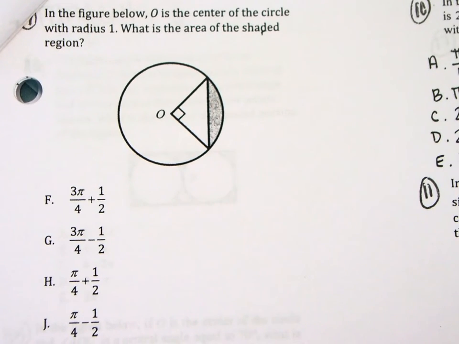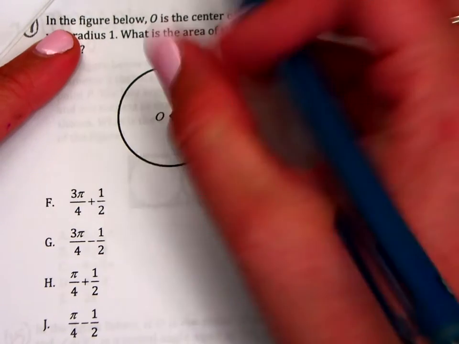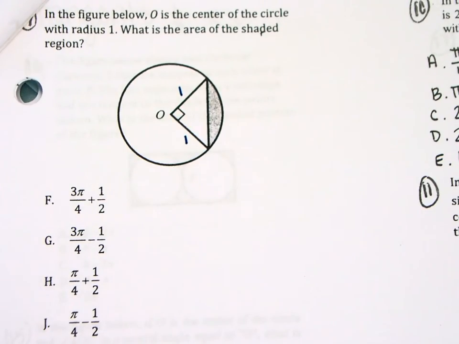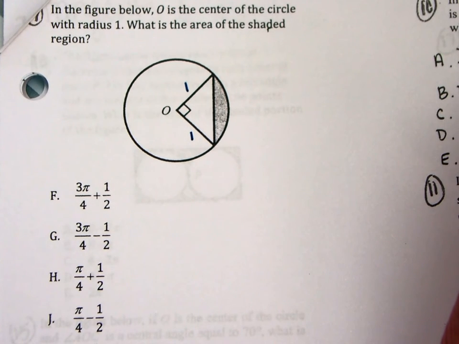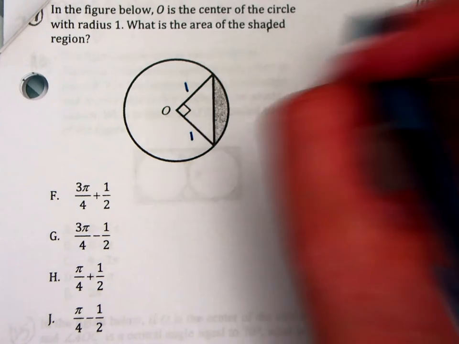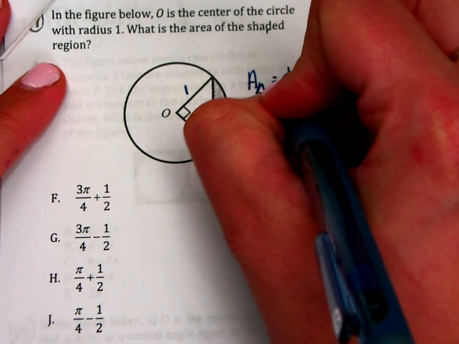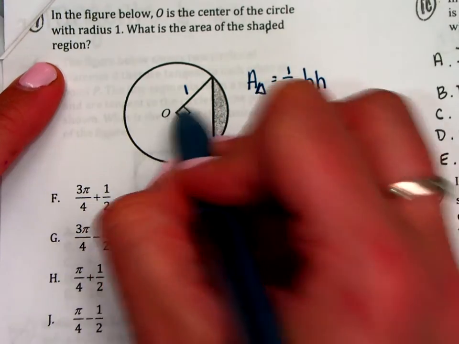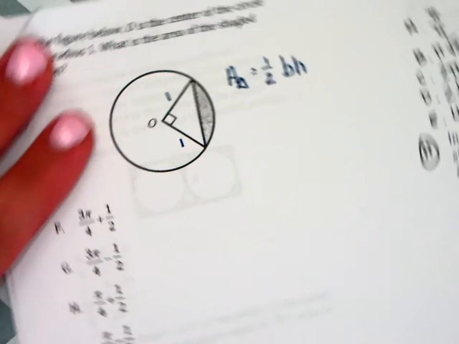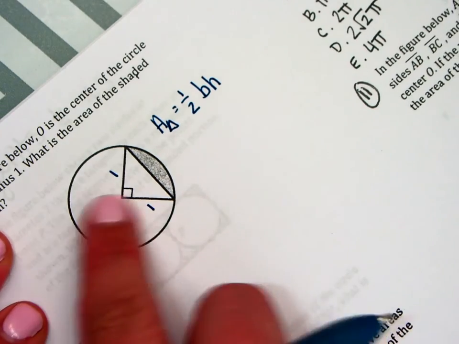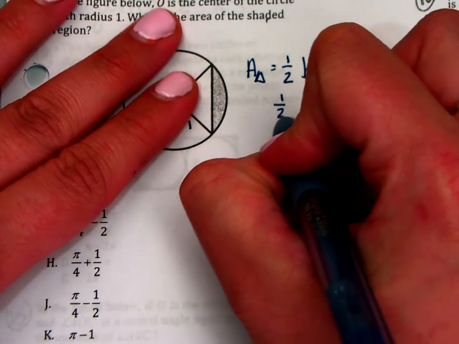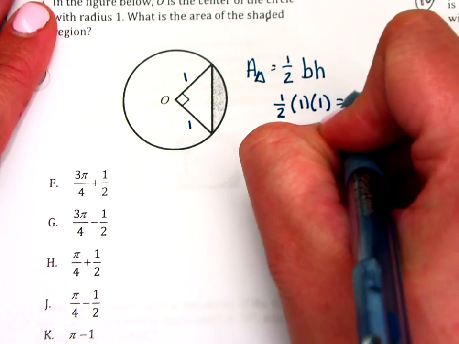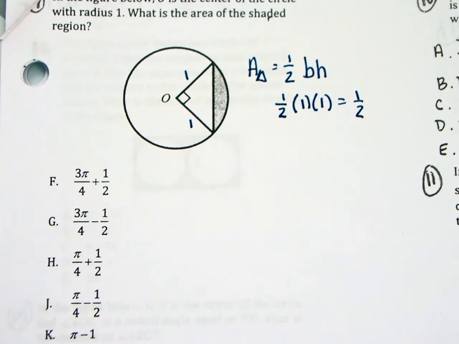All right, in the figure below, the radius is 1. So here's the center. That means this and this are 1. What is the area of the shaded region? So the first thing I'm going to go ahead and do is find the area of my triangle. So to find the area of my triangle, I'm going to do 1/2 base times height. In the triangle, it's hard to tell because it's tilted, but if you turn your paper, this one is clearly the base and this one is the height, but it doesn't necessarily matter because they're both 1. So 1/2 times 1 times 1 is 1/2. So I will be removing the area of a triangle, which is 1/2.